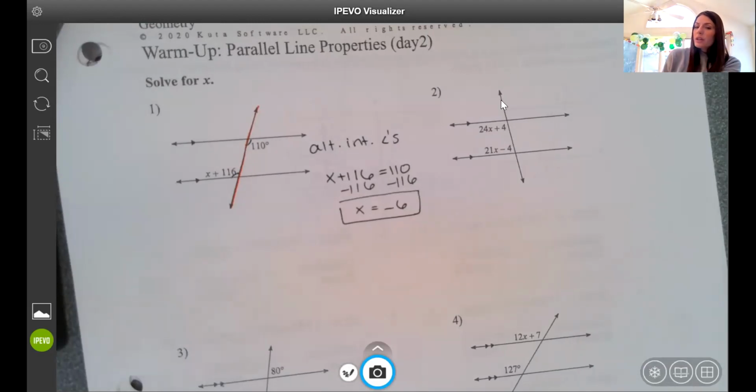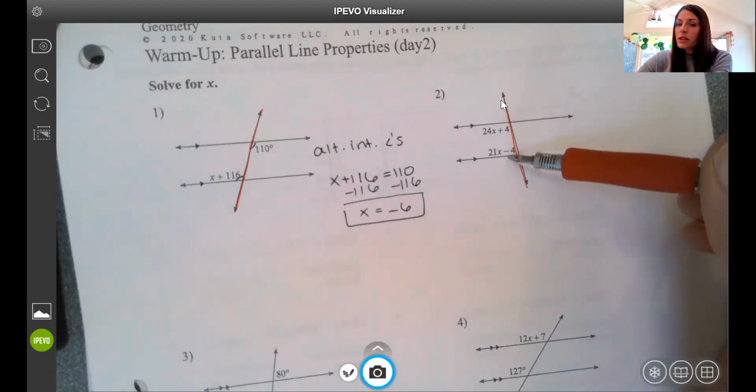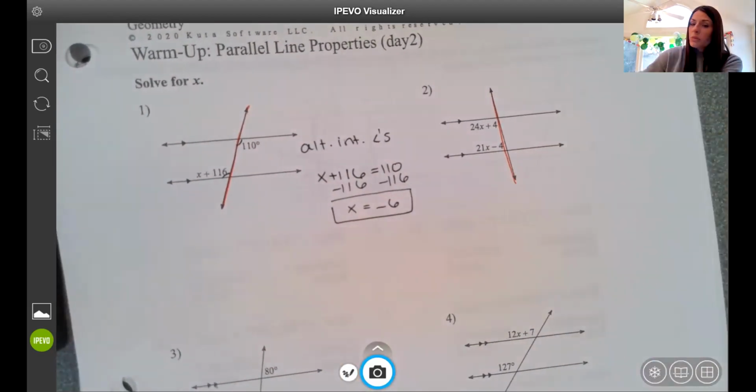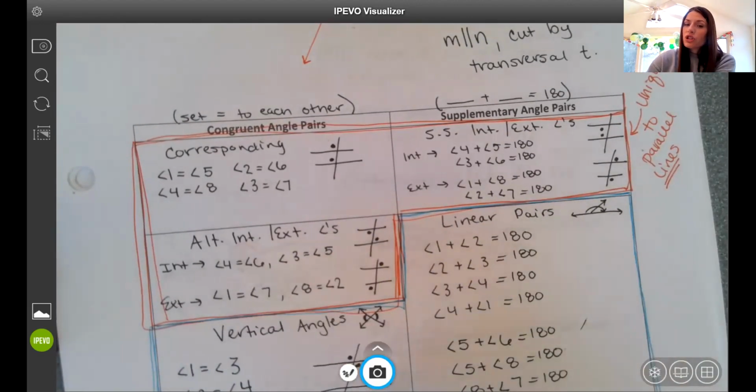Then on number 2, that's a different one, yeah, exactly, same side interior. So again, here's my transversal. This time they're on the same side, still on the interior of that diagram. And I go to my handy dandy chart and I'm learning what the relationships are.